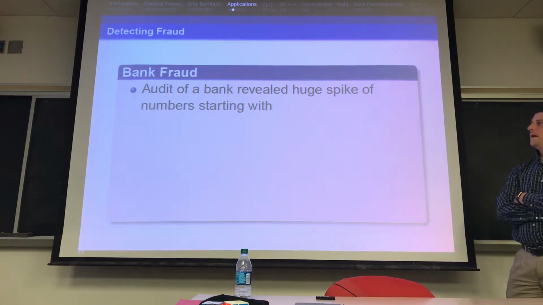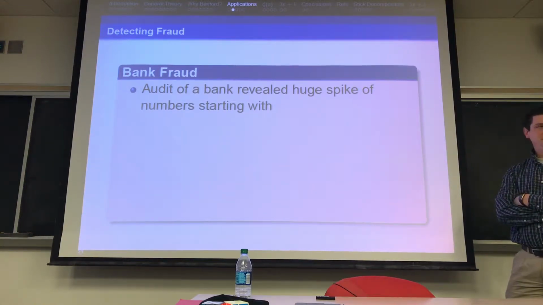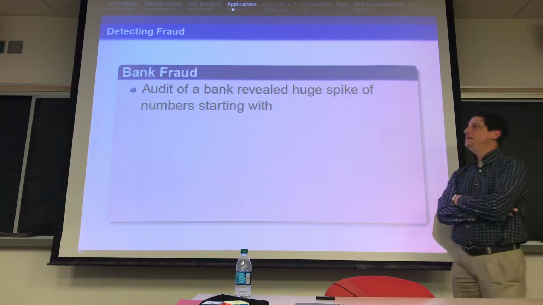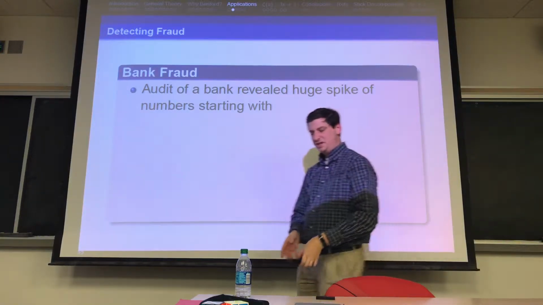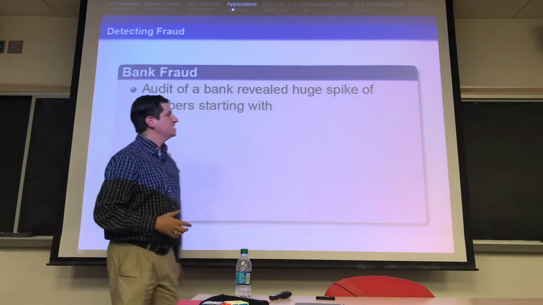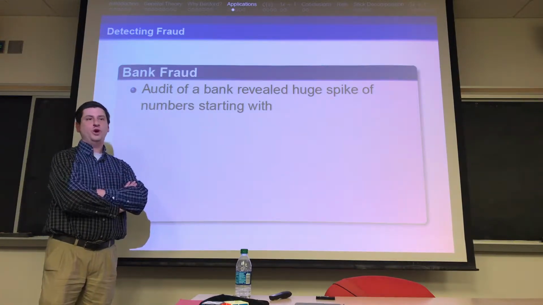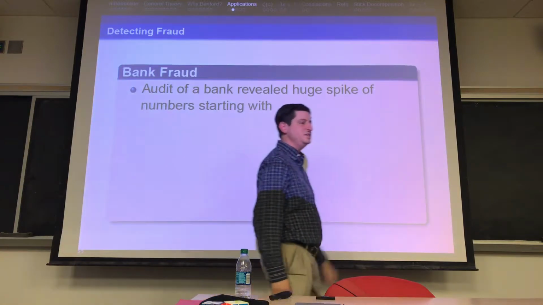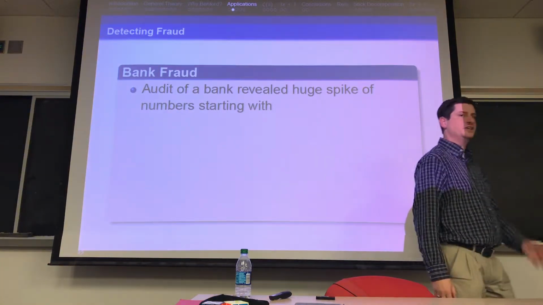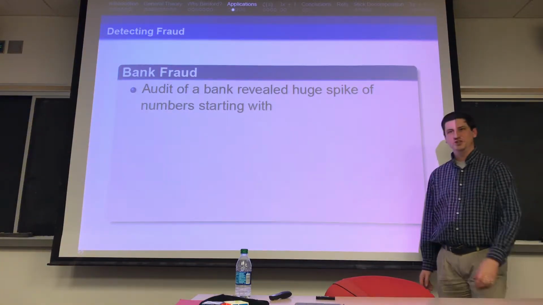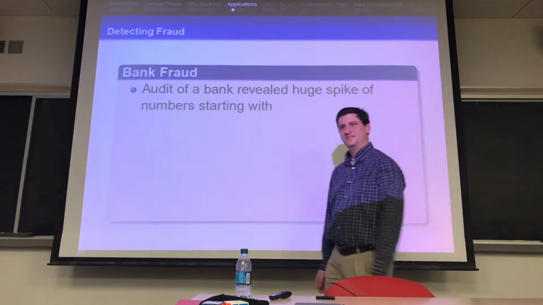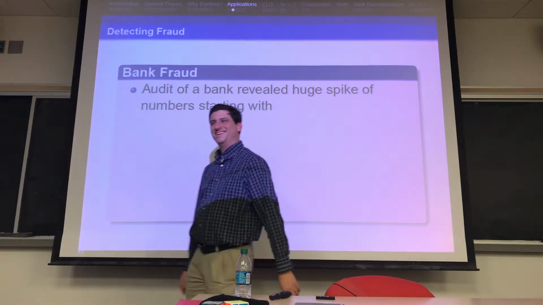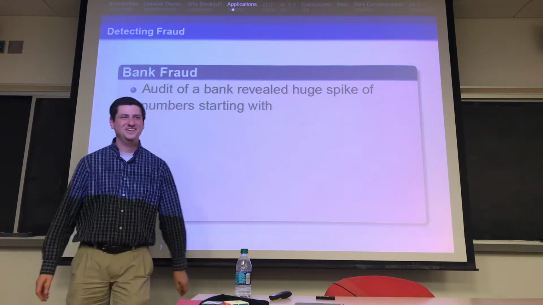So a bank was audited, and they looked at how many numbers in their databases, certain fundamental numbers, started with the first digit of 1, of 2, of 3, and they compared that to Benford. And they saw that one of these numbers was a little bit higher than expected. Anybody know which digit? 8. No. Try again.